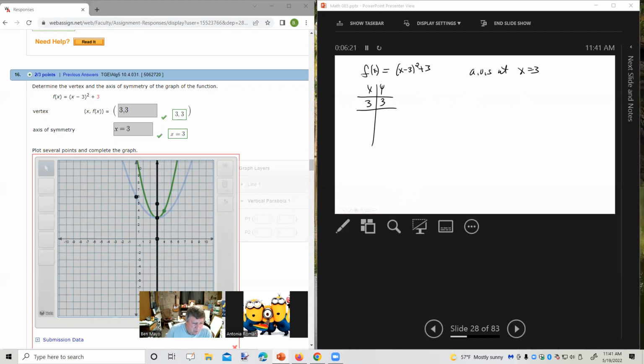So to find a second point, I would just go to the right or the left of the vertex. So let's go x equals 4, okay? If x is 4, f of 4 would be 4 minus 3 squared plus 3. 4 minus 3 is 1. 1 squared plus 3. 1 squared is 1. 1 plus 3 is 4. So your first point, your vertex is at 3, 3. And then you'd have a point at 4, 4, which would be right there. Okay. So then all this other stuff shouldn't be there.